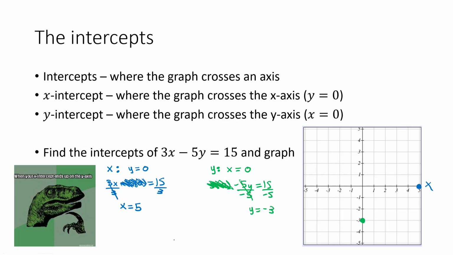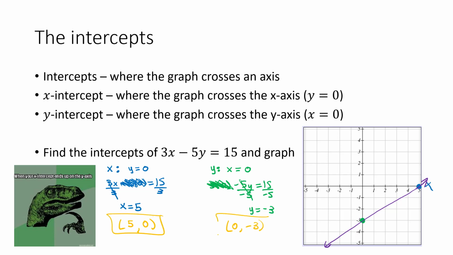And to graph, I just have to connect those dots. And there's my line. Now, sometimes we might be asked to give the coordinates of the intercept as a coordinate. Remember, coordinates are always x comma y. So for the x-intercept, x is 5, y is 0. And for the y-intercept, x is 0, y is negative 3.